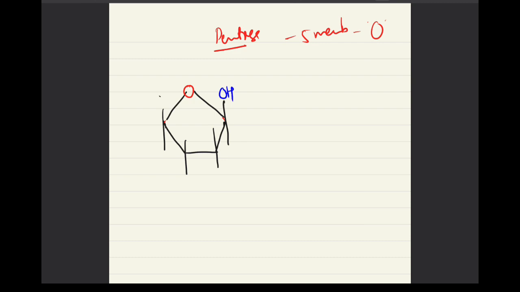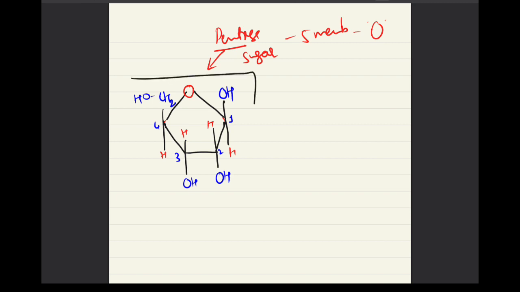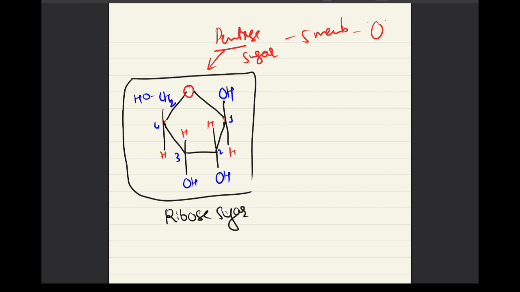OH above at first carbon, at second carbon OH below, at third carbon OH below, at fourth carbon above CH2OH, and in the remaining places we will write hydrogen. This is the structure of pentose sugar. We call it a pentose sugar. We need to draw carefully the pentose sugar, and this is also called a ribose sugar. This is the structure of ribose sugar, right?